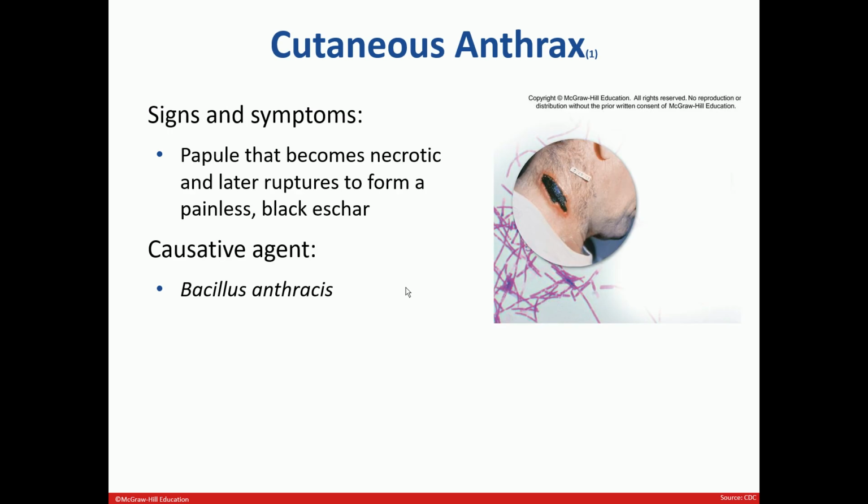And the last skin disease we are going to talk about is cutaneous anthrax. This is a disease caused by Bacillus anthracis, and it is cutaneous because it is an infection of the skin. In this disease the skin lesion is very prominent. It's a papule that becomes necrotic and later ruptures to form a painless black lesion called an eschar. So the skin lesion becomes black in color.